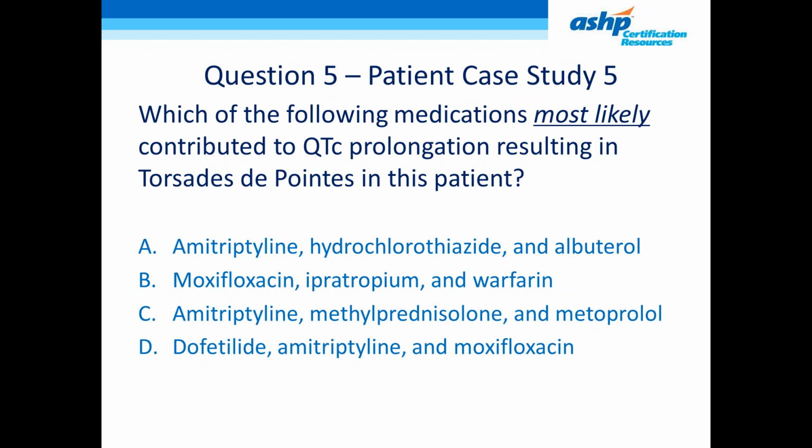So for this patient with a QTc of 647 milliseconds, which of the following medications most likely contributed to QTc prolongation resulting in torsades? A, amitriptyline, hydrochlorothiazide, and albuterol. B, moxifloxacin, ipratropium, and warfarin. C, amitriptyline, methylprednisolone, and metoprolol. Or D, dofetilide, amitriptyline, and moxifloxacin. I'll give you a few moments to consider your answer.